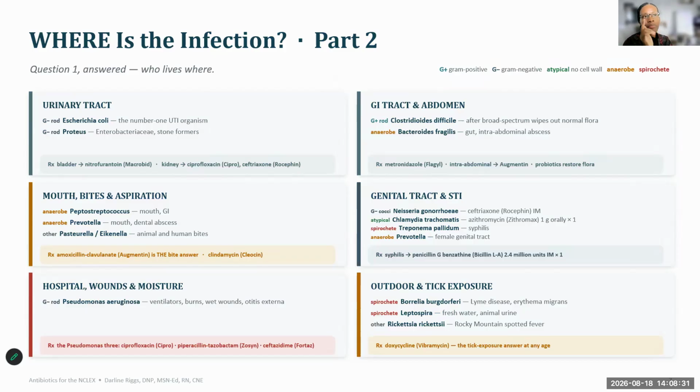treponema, and the Prevotella. So for gonorrhea and syphilis, ceftriaxone. There's something about syphilis that crossed my mind. I'll share that in a moment. I think I have a slide on it too. So with Neisseria, gonorrhea, ceftriaxone, Rocephin. Chlamydia, atypical, right? We go back to the atypical chlamydia. That's the azithromycin, 1 gram orally one time.